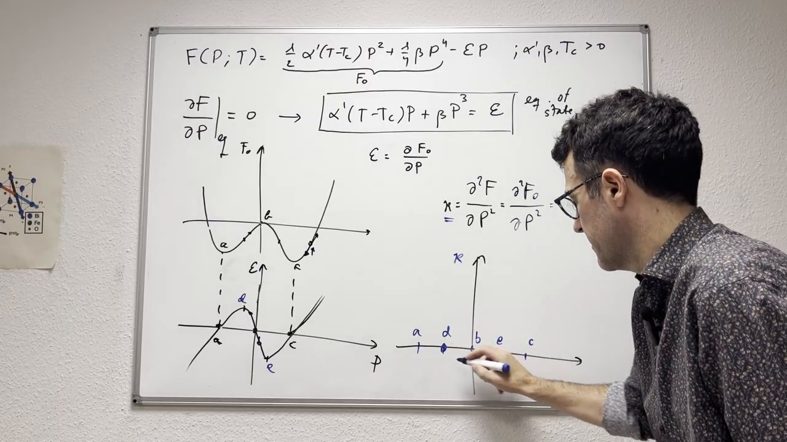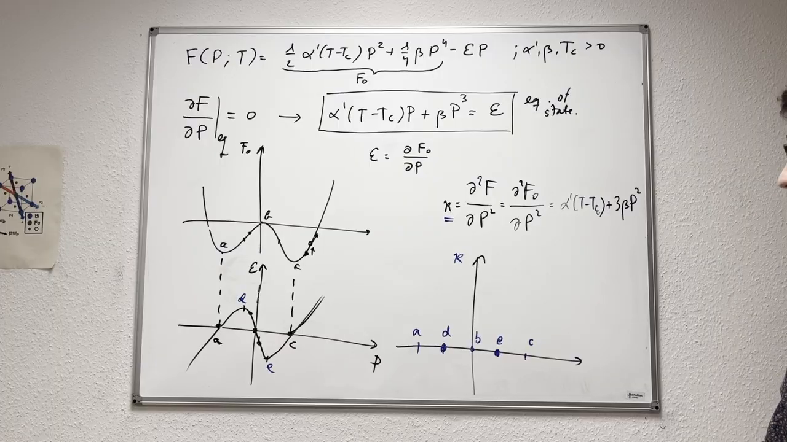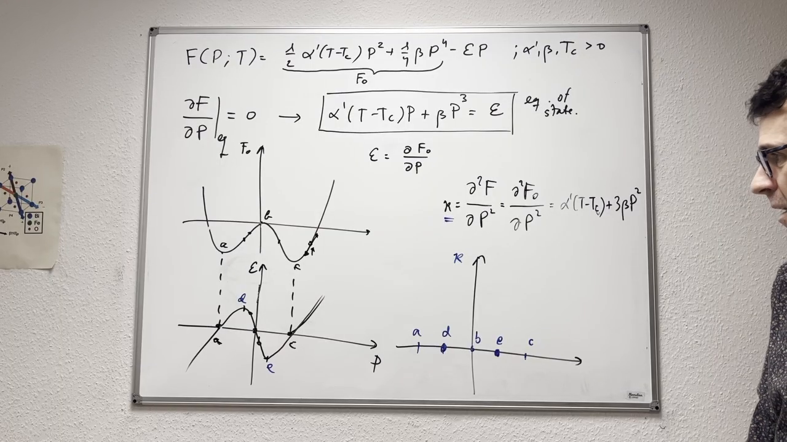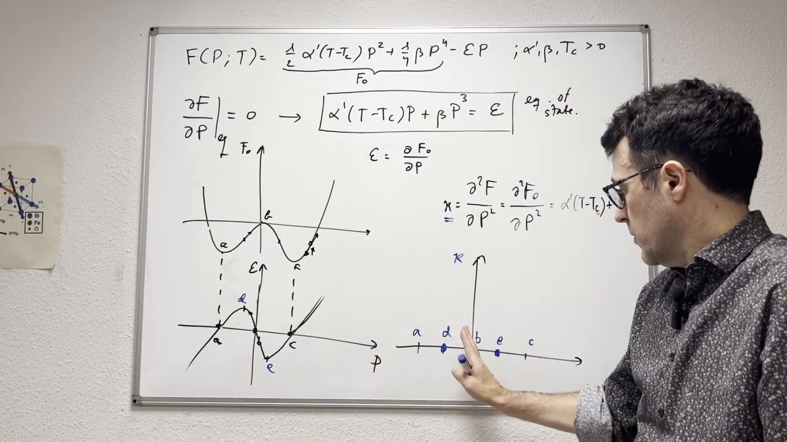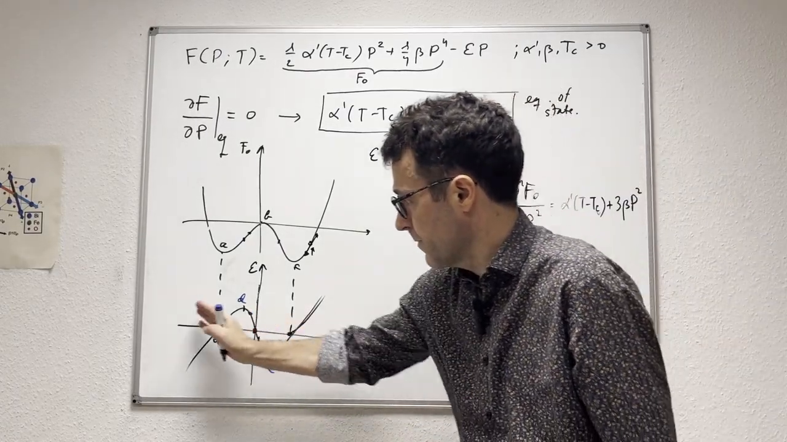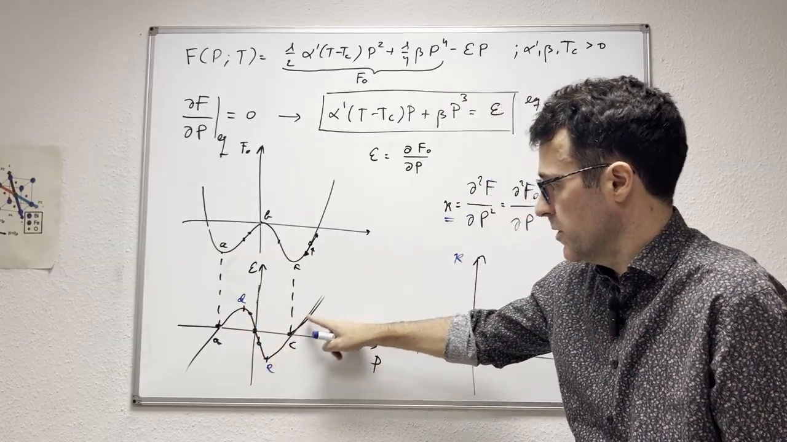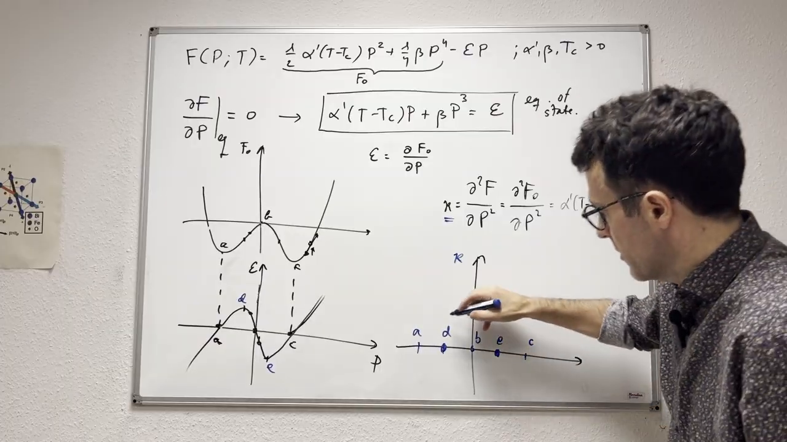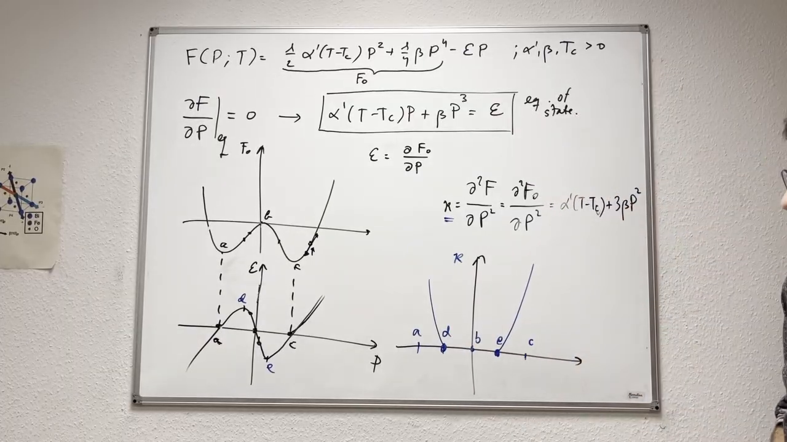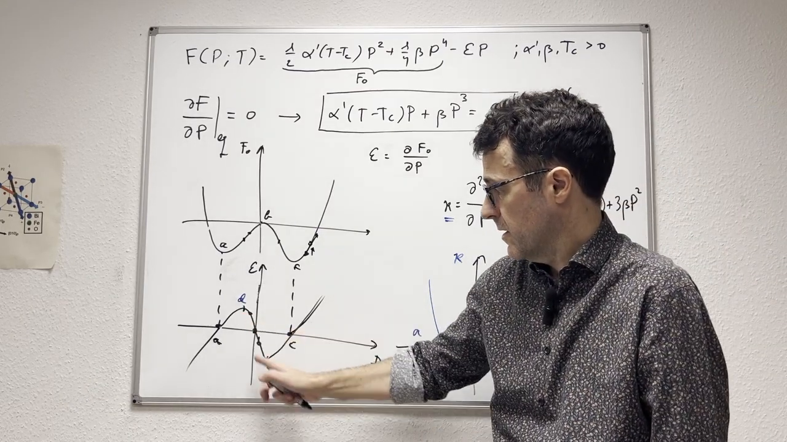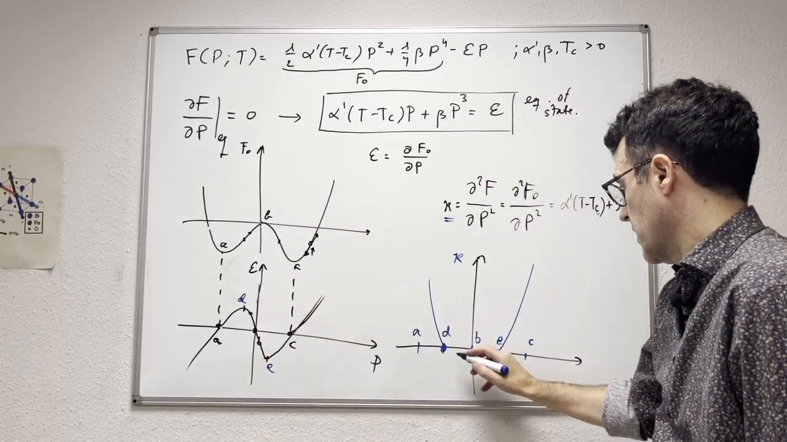Okay. These points A, B, and C, I draw them, but actually they are not so important to analyze this. And then what do we know? So to the left of this point D, the slope is positive. To the right of this point E, the slope is positive. Okay, so I have something like this. And in between, in the region in between D and E, the slope of this curve is negative, right? So I have something.